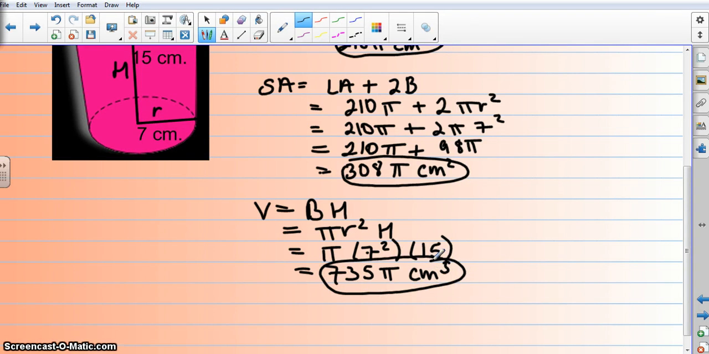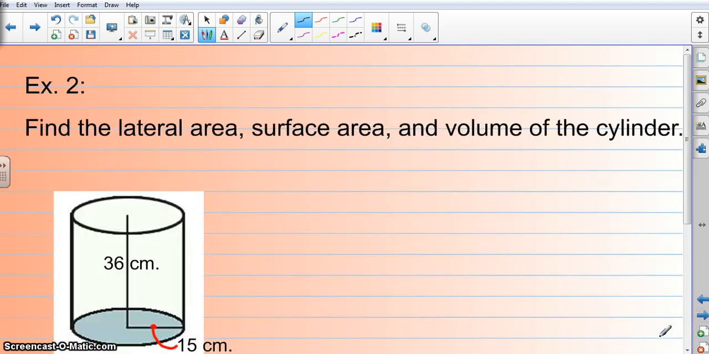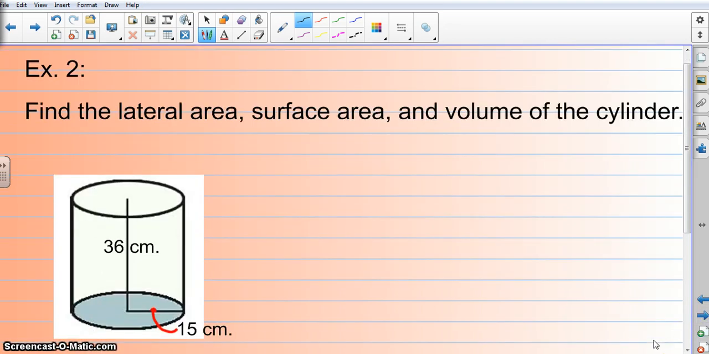Okay, so now that you've seen the formulas, let's do one more together, and then you're going to do some on your own. Example 2. Please draw this into your notes. I have a height of 36 centimeters, and I have a radius of 15 centimeters, and we're going to find the lateral area, surface area, and volume again. Remember, at any time, press pause, or rewind, or should I say just go back and listen to any other piece of the video.